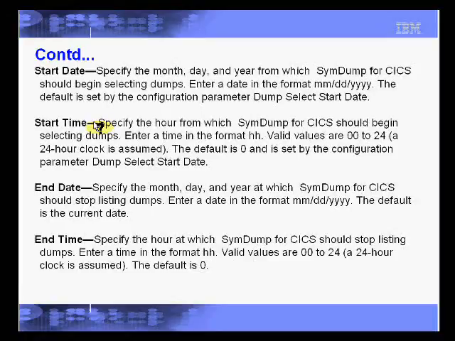Start date is nothing but the date from which you would like to see the abends. The date would be in MMDDYY format, and you will have to specify the start date. Start time is the time from which you would like to see, and it would be a 24-hour clock, so you will have to specify the time accordingly. End date is where you will specify the end date of the abends you would like to see. End time is again a time where you will specify a 24-hour clock, and the default will always be populated on the screen.